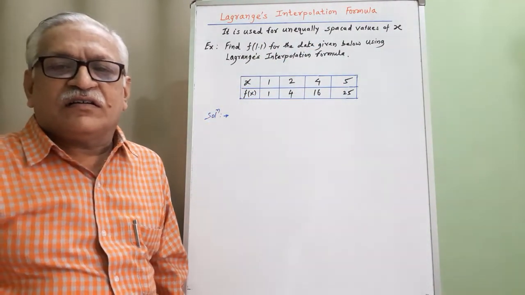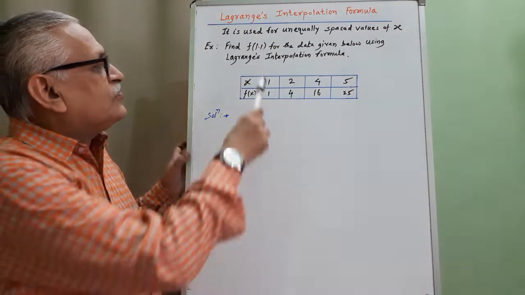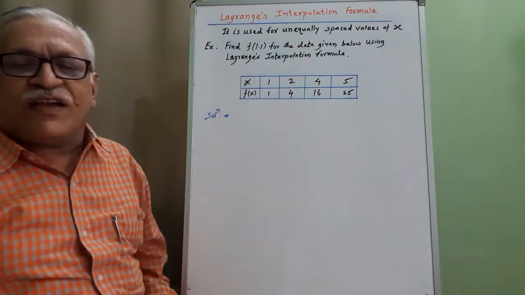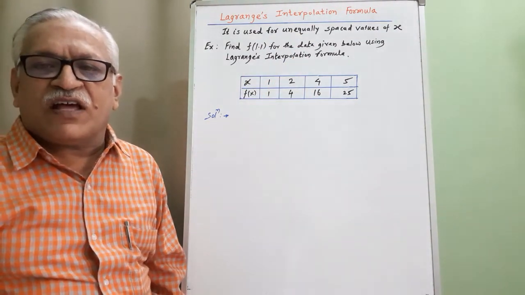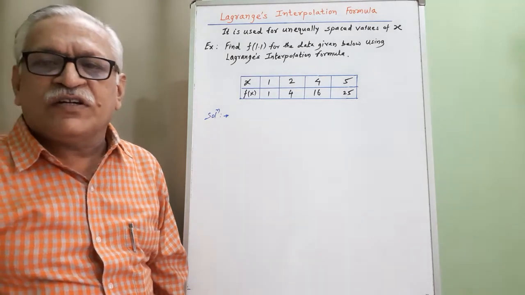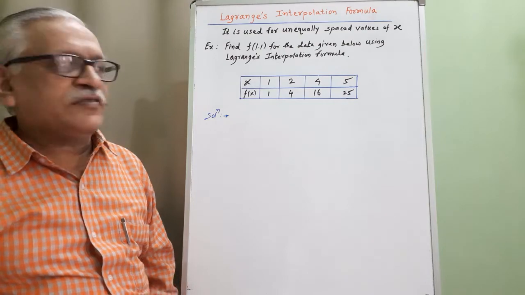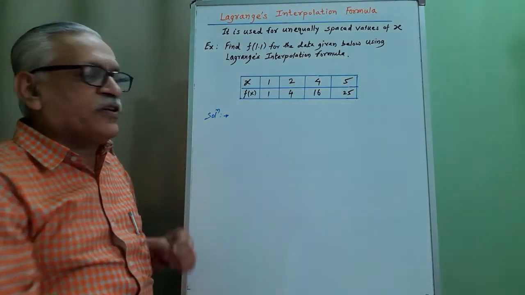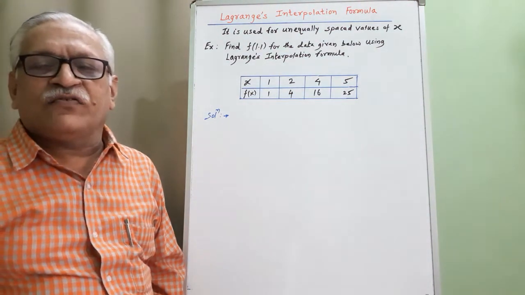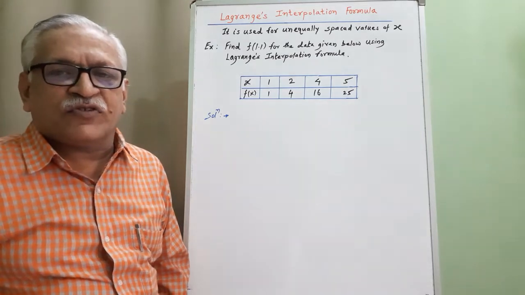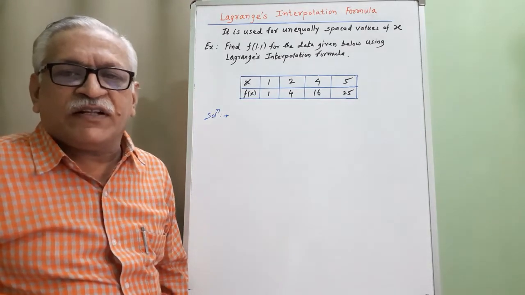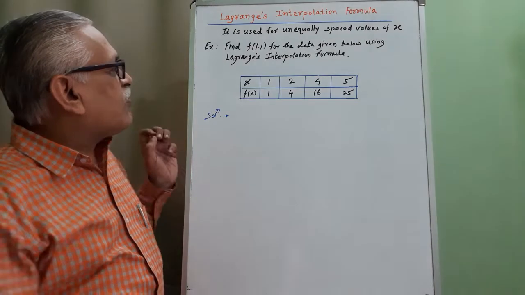It is used for unequally spaced values of x. Whatever the formulas I have discussed so far, they are used for equally spaced values. This is used for unequally spaced, meaning the distance between two successive points is not equal. Then we can apply Lagrange's interpolation formula. And to explain the technique, let us see a simple problem.